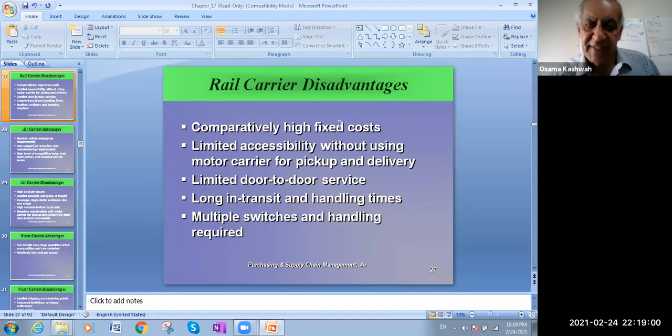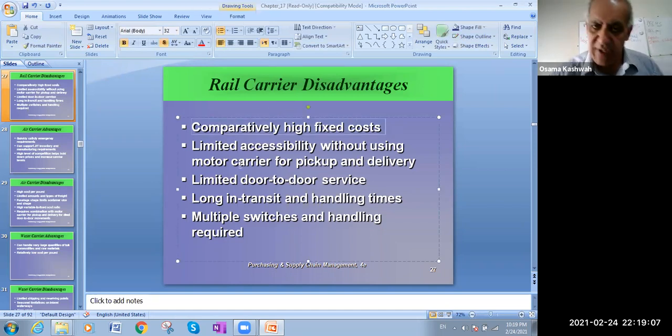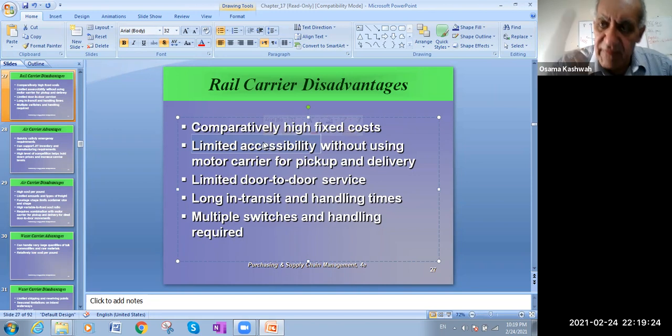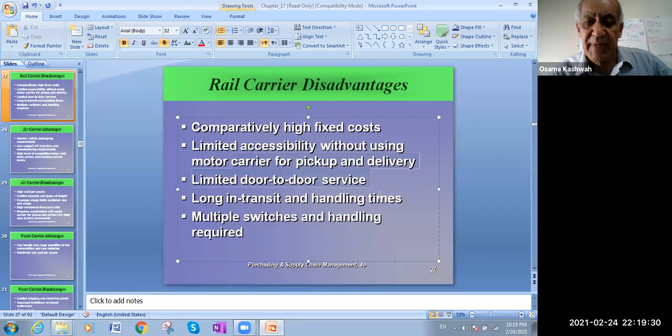Rail carriers disadvantages. This is about the disadvantages of the trains. Comparatively high fixed costs. The costs are high comparatively. Limited, if we compare it for example to the ships, it's very high also. The more you load of your items on a carrier, the less the cost will be for one unit.